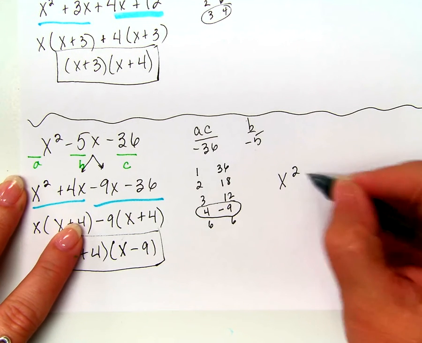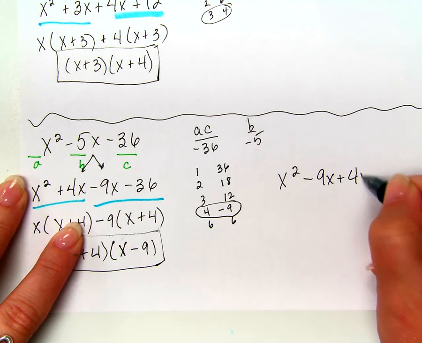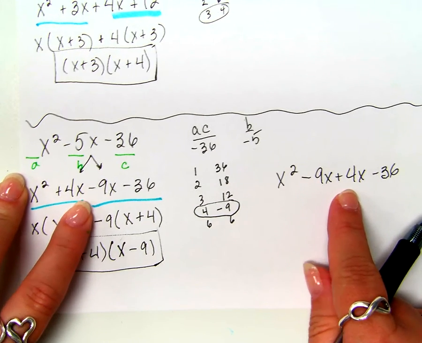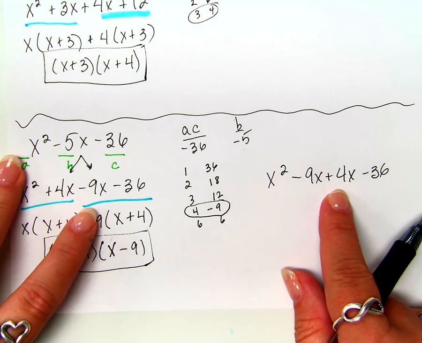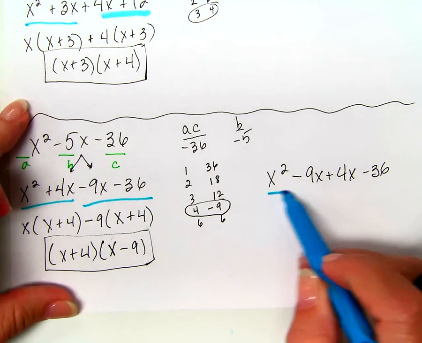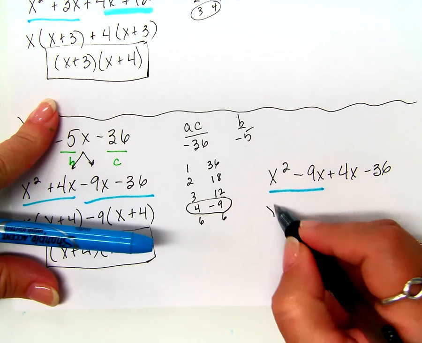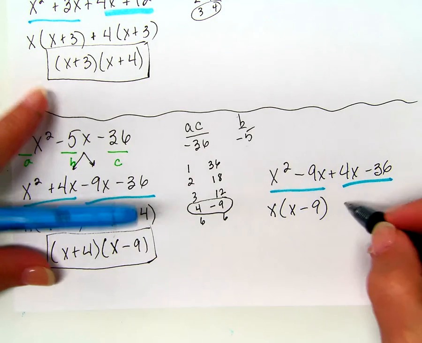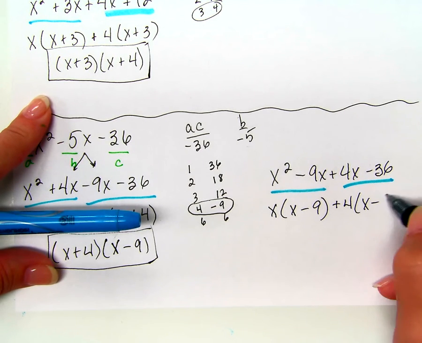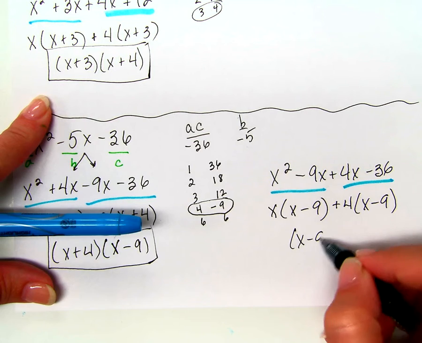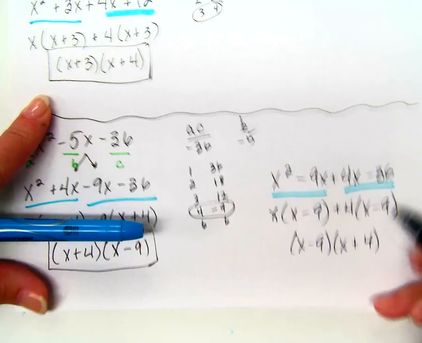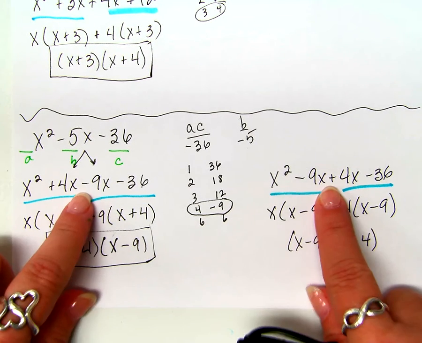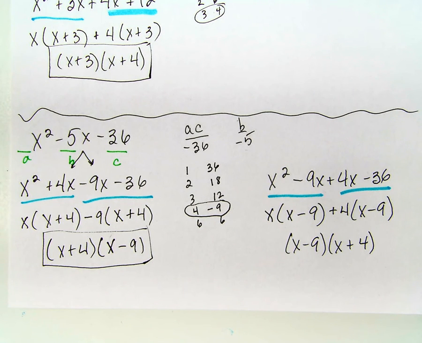What about this? Does it matter what order I put these two in? Can I prove it to you that it doesn't? You okay with that? Okay, well then I'm just going to start from right here. I'm going to say x and x minus 9. And then here I'm going to factor out a 4 and get x minus 9. They have an x minus 9 in common, and what's left is x plus 4. Are they the same thing? So does it matter what order we put these two in when we split the middle term? So that's proved. Fair enough?